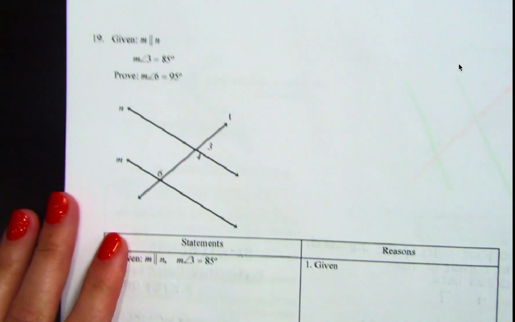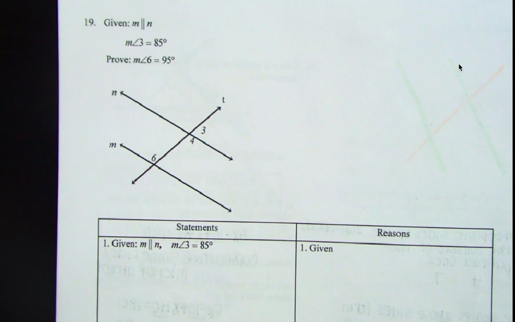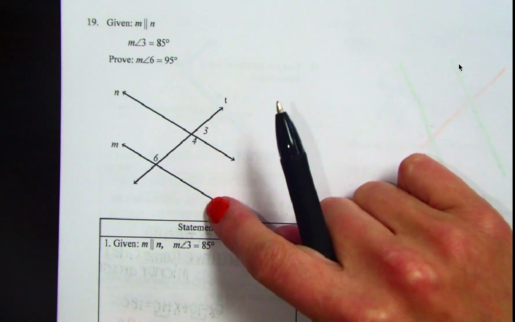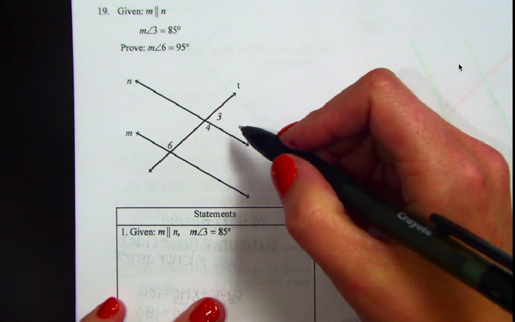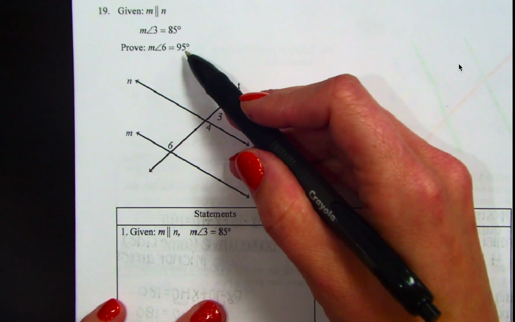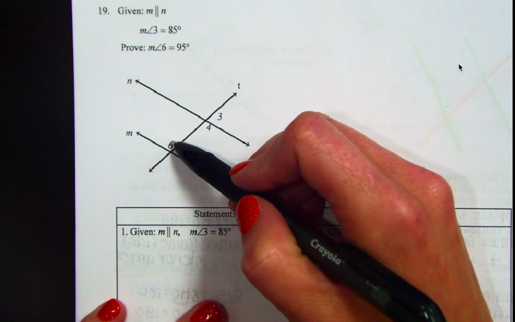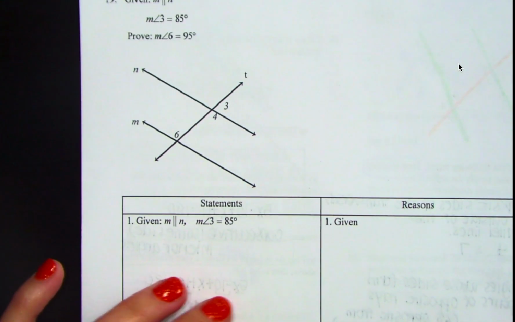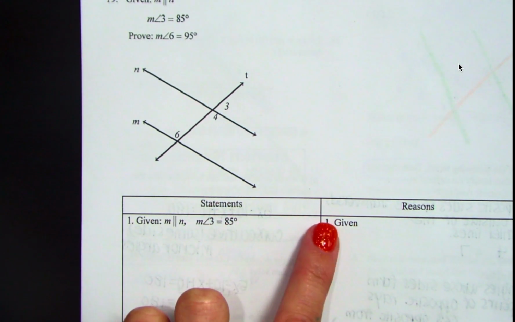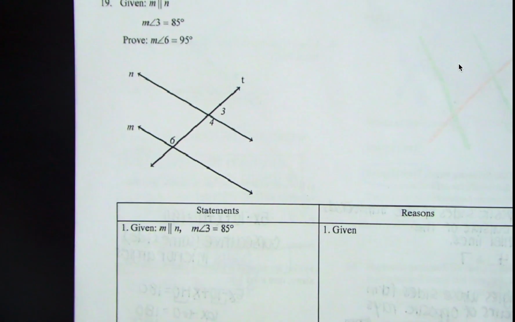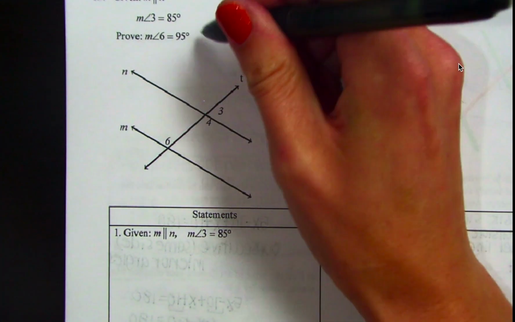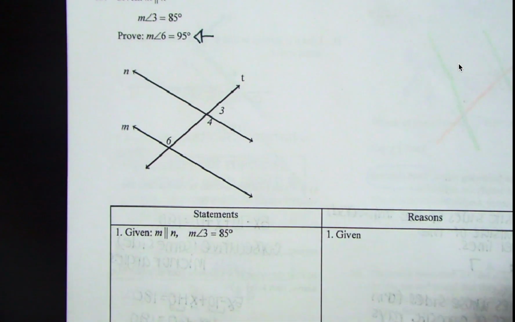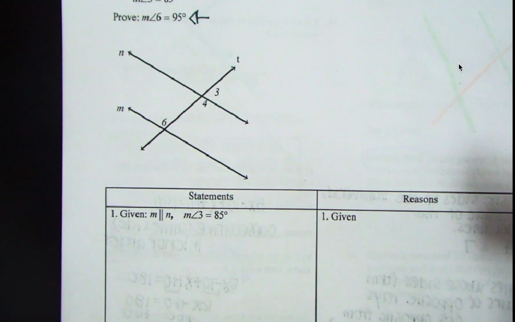All right, last question, and the most fun question is going to be this proof, where they're giving us that these two lines are parallel and that the measure of angle 3 is 85 degrees. We're going to prove that the measure of angle 6 is 95 degrees. So step 1 is done for us. Step 1 is always going to be what's given to us. Then when we try to get down to our final step, we're trying to show the measure of angle 6 equals 95 degrees. We need to come up with a game plan.